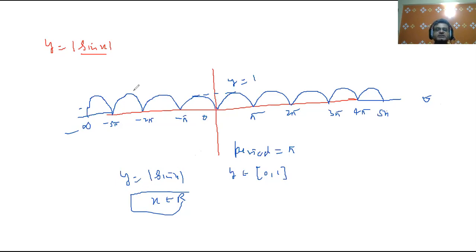So these are the things which you have to remember. Now we are moving to one more question. Say for y is equal to 2 plus sine x. So what will be the change? So you can see that y maximum will be 2 plus 1, that is equal to 3, and y minimum will be 2 minus 1, that is equal to 1. So we'll plot the graph accordingly.